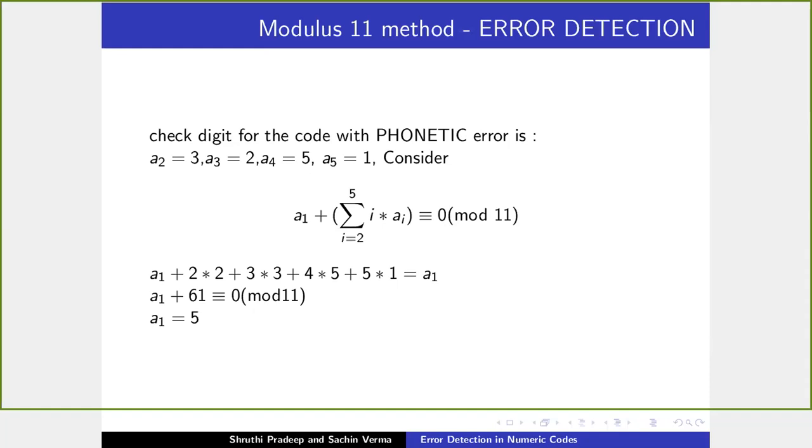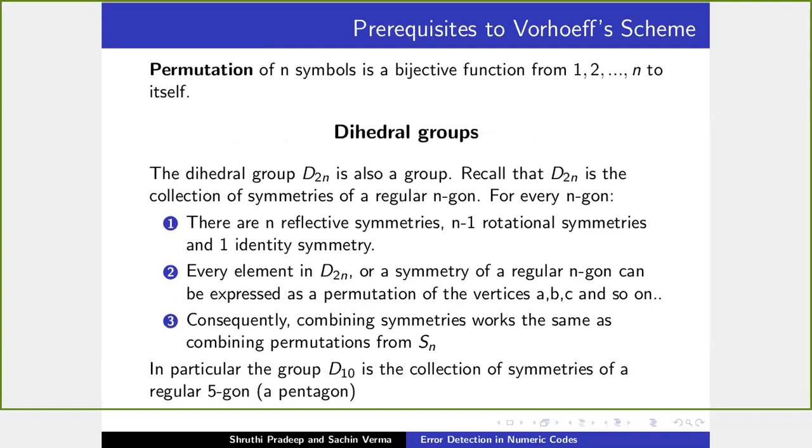If that is clear, I'll go to prerequisites to Voorhoff scheme. Any questions so far? Yeah, so things are fine. So till now, one of you can come forward. I'll give few seconds time to you. Simple question to all of you: what are the different types of errors we discussed today?